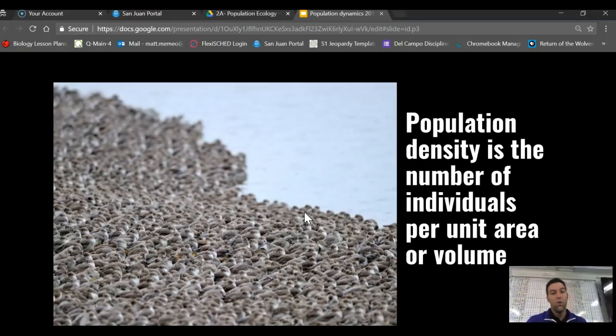And so if there's more individuals in that area, the density would go up. Looking at this picture, the population density is really high for the species of birds along the shoreline. If we were to see less in this picture, if they're more spread out, we would say that population density is lower. Okay?